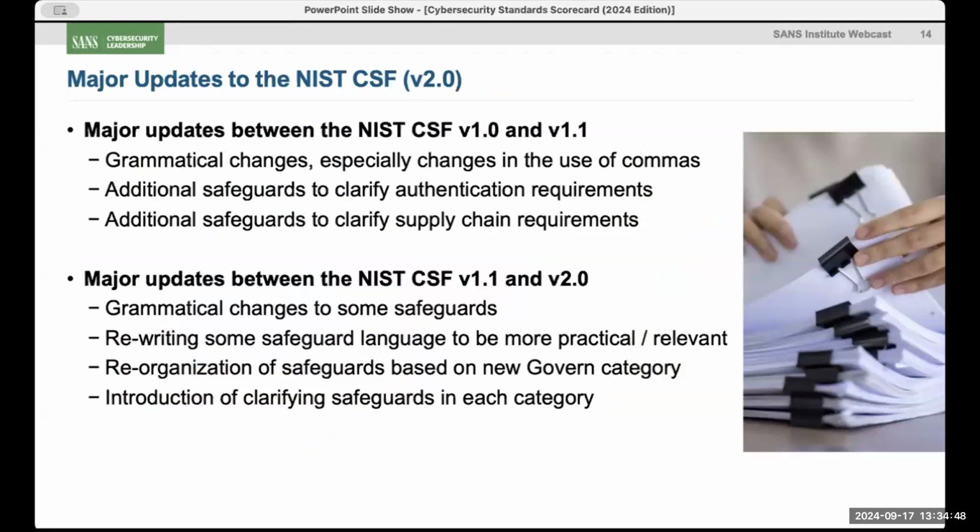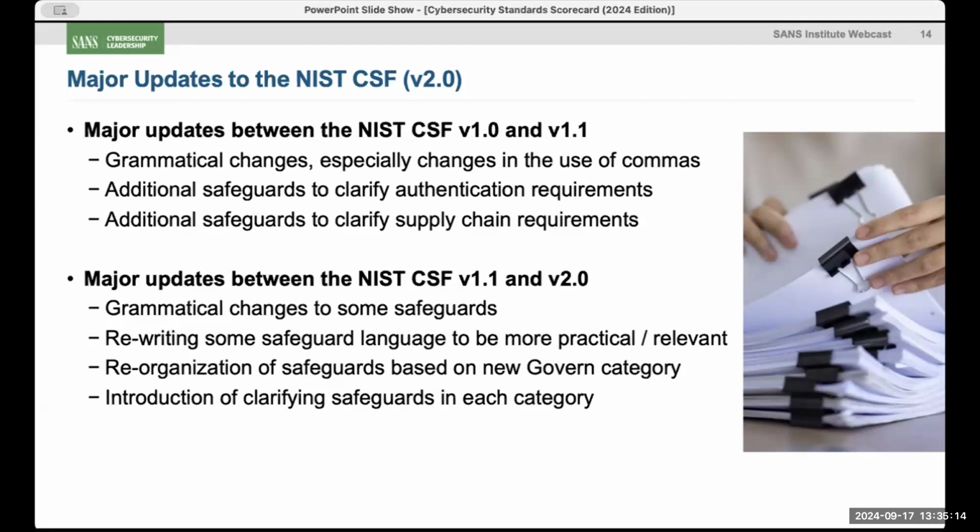Well, I'm one of those weirdos that actually goes through and takes the standard and turns it into a text file and uses diff software to compare to see exactly what's changed. And it turns out between version 1 and version 1.1, the older versions, there was almost no changes. Conceptually, there's a couple statements on authentication, a couple statements on supply chain management, but for the most part, it was really grammar, typos, commas, and that was really the change between 1 and 1.1.